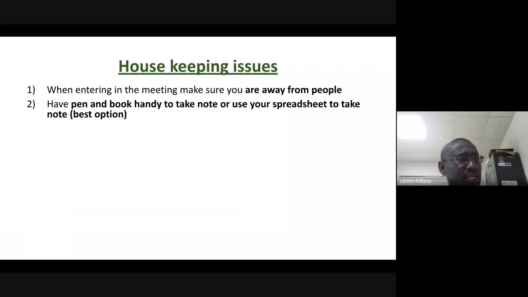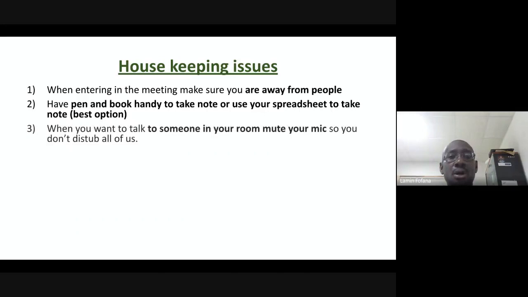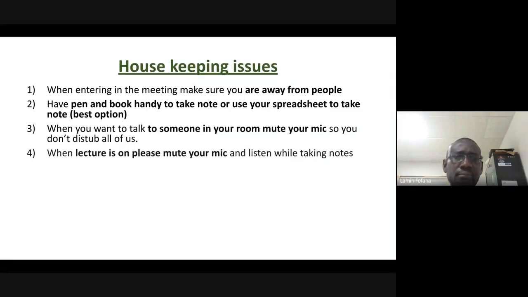We've been writing since primary one. But if you practice to do this on spreadsheet, that will give you solid grounds as to the way you're going to use spreadsheet in the future. So it's really important. When you want to talk, you must take permission and unmute your mic, like when a question is asked. Some people try to talk when their mic is already muted, and we will not hear you. So you have to unmute your mic before you can talk.